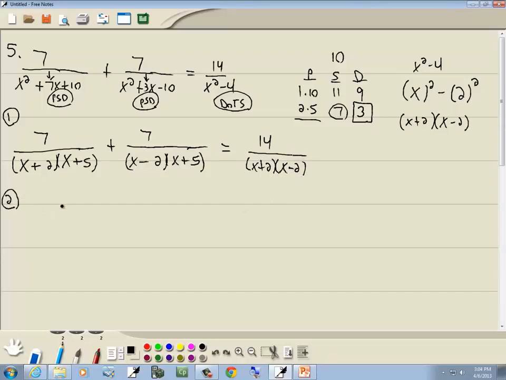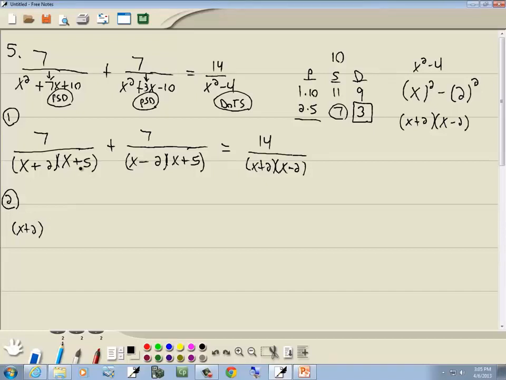Okay, step 2. Figure out your LCM and then multiply everything by it. We'll start with our first factor, the x plus 2. I'm looking for the greatest number of x plus 2's in a single denominator. There's 1 here, none here, 1 here. So the greatest number of x plus 2's is 1.